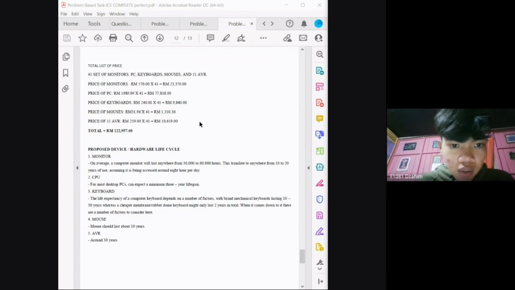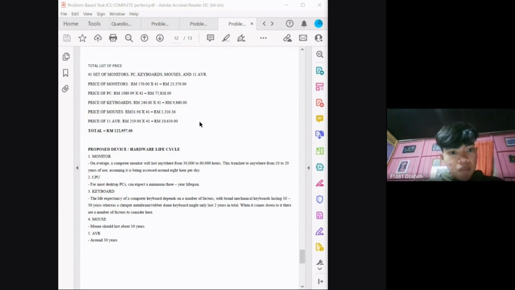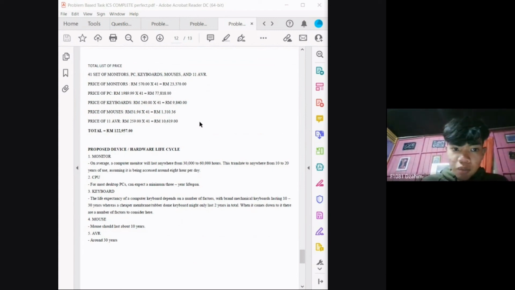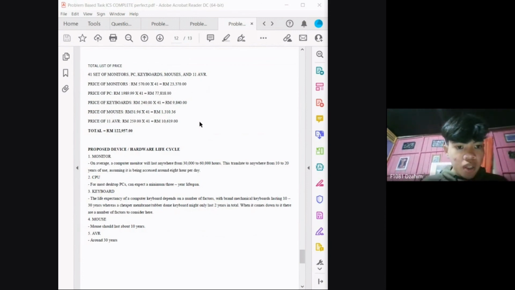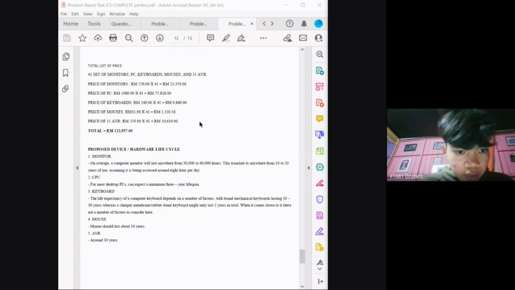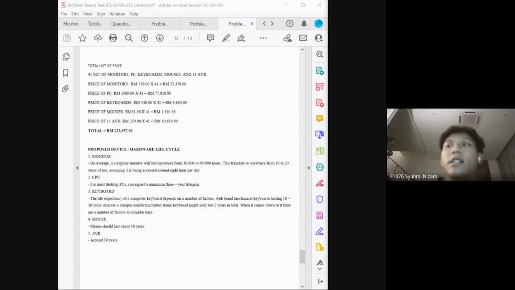Price of 11 AVR: 259 multiply 41 equals 10,619 ringgit. Total is 122,957 ringgit. Okay, thank you, Zahim, for the explanation.